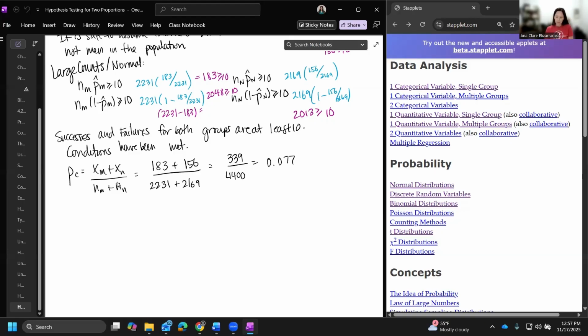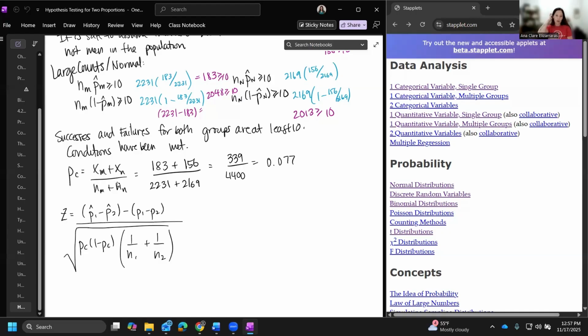Our Z statistic was found by taking the difference in the statistics. So P hat 1 minus P hat 2, and then you subtract away the hypothesized values, and then you're dividing that by the pooled and its complement, and then you're multiplying that by 1 over the first sample size plus 1 over the second sample size, all underneath the square root. But remember, we're not using ones and twos, we're using men versus not men. So all of the ones are men's, and all of the twos are not men's. And so we're going to use those numbers.